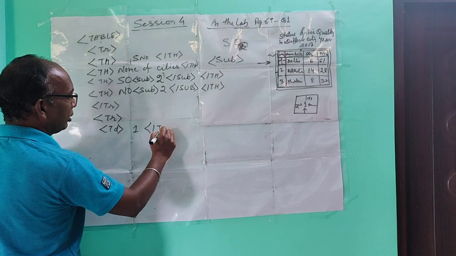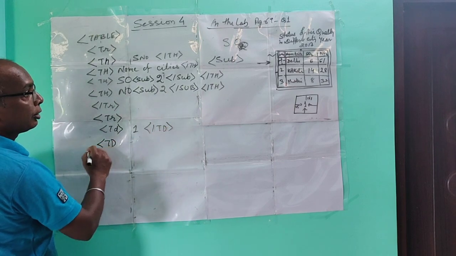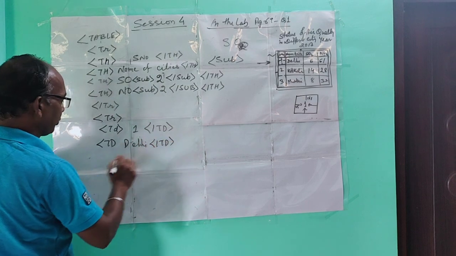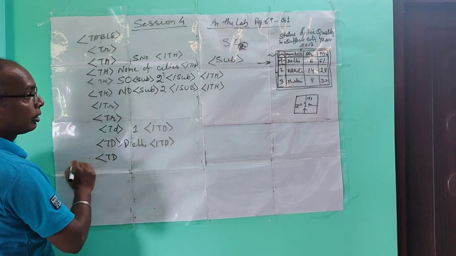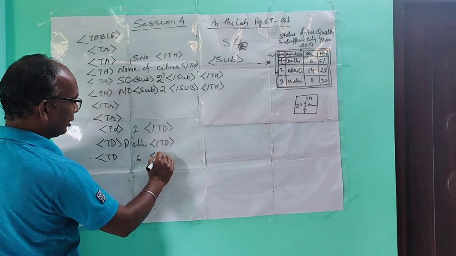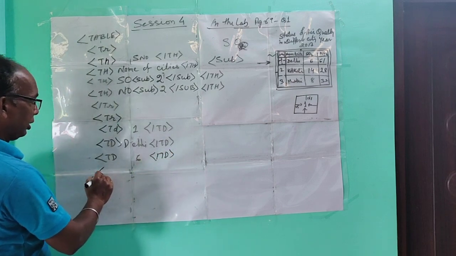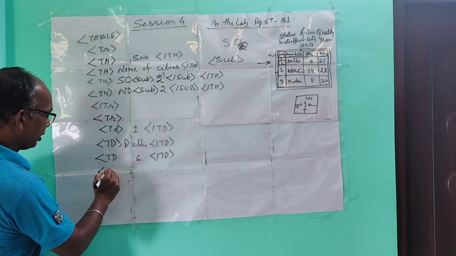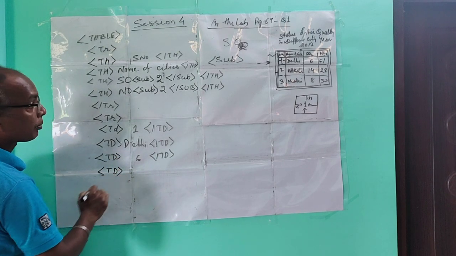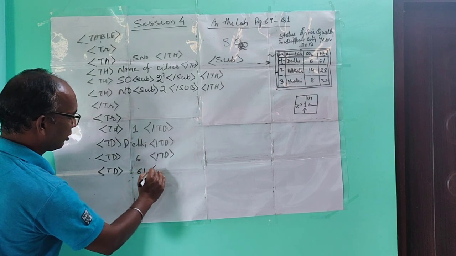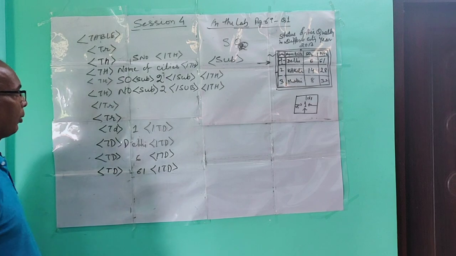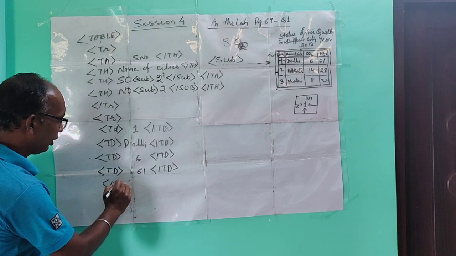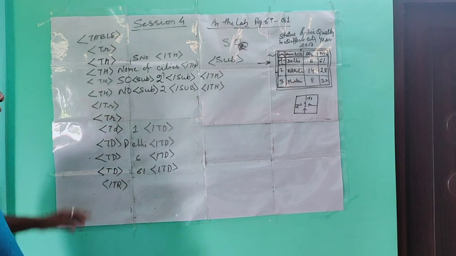td 1, then td Delhi, close td, then td 6, close td. If the letters are not visible, I just speak out, you hear it. td 61, close td. So now our second row is finished. So here you can close tr. Okay. So first row finished.